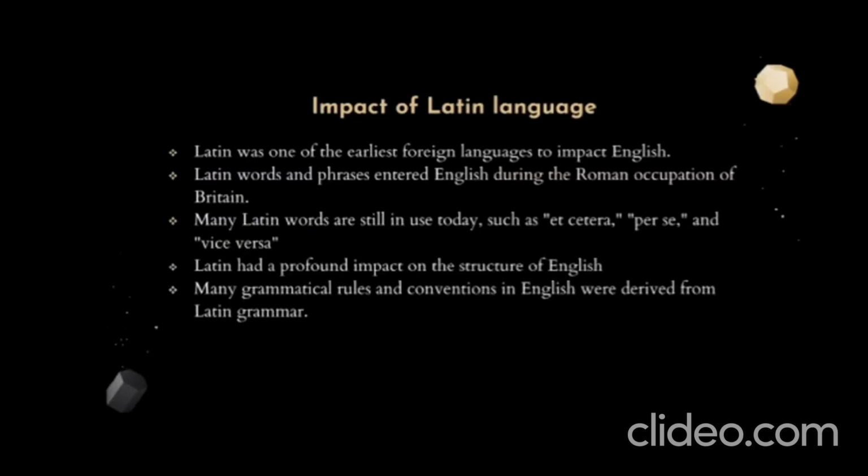One of the earliest foreign languages to impact English was Latin. During the Roman occupation of Britain, Latin words and phrases entered the language. Many of these words are still in use today, such as etc., per se, and vice versa. Latin also had a profound impact on the structure of English, with many grammatical rules and conventions being derived from Latin grammar.